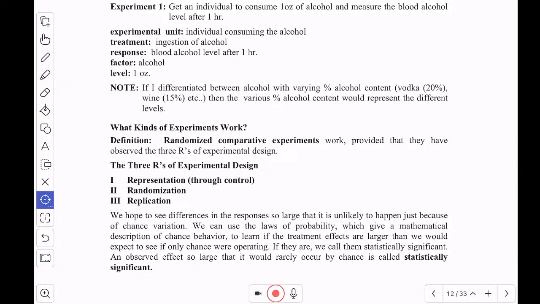Our goal is to identify statistical significance of the treatment or treatments that we apply.